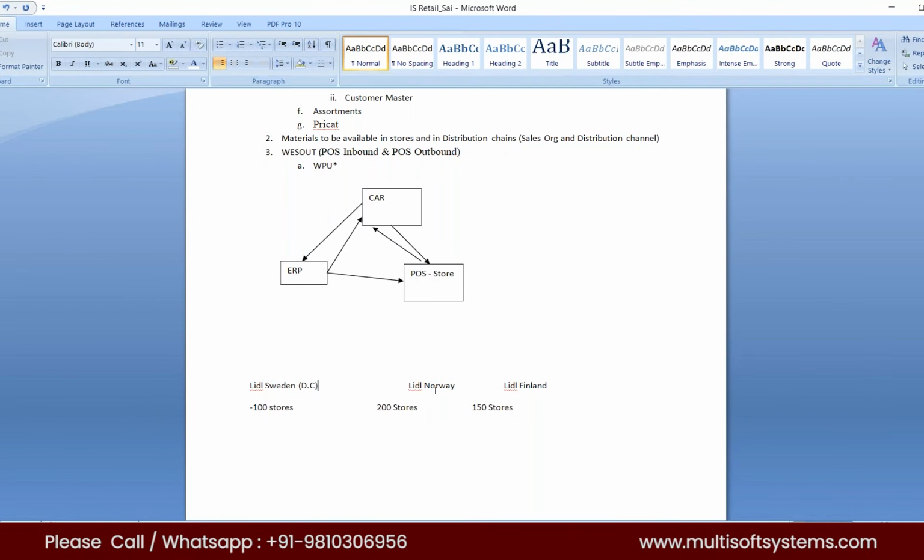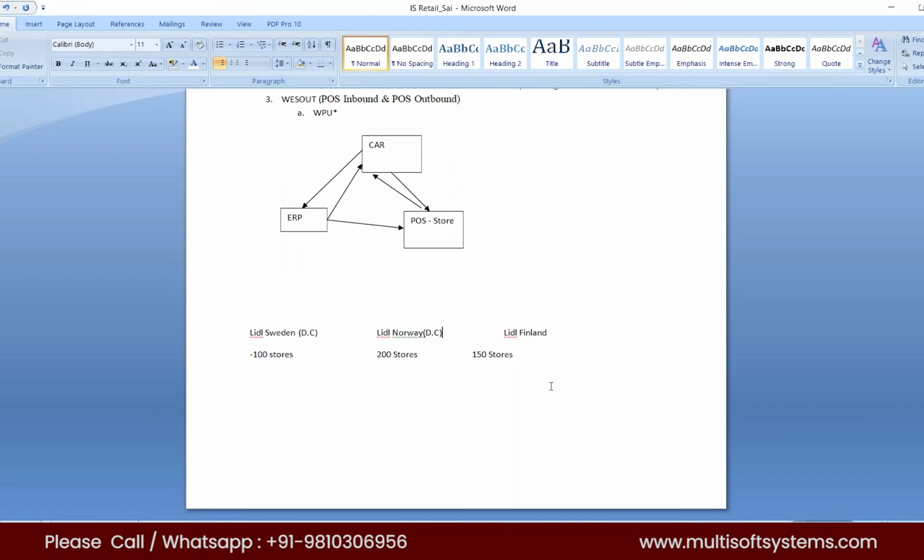This is where assortment also comes into the picture. Assortment, as I said, is also one of the important concepts. We'll look through the processes. So these are called distribution chains. Every store in your SAP retail system is assigned a sales org and distribution channel combination, and that is where the stores can do their operations.